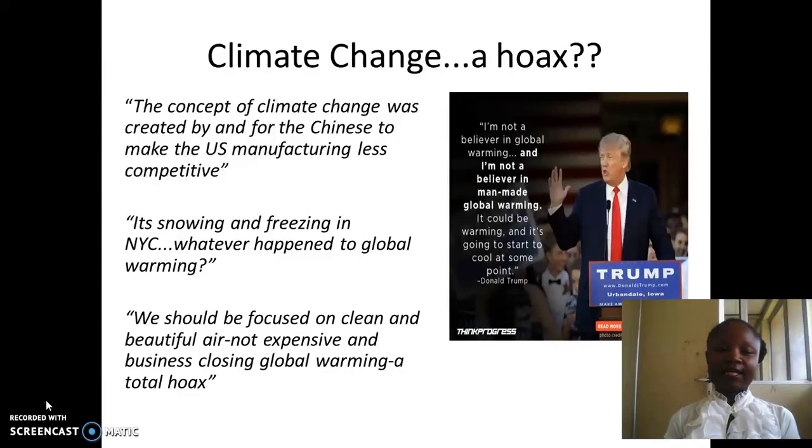If we look at the second one, it says that it is snowing and freezing in New York City. Whatever happened to global warming? I would like you to understand this. Just because it is snowing and freezing in New York City, it does not mean that all other parts or regions in the world have to snow and freeze for us to say that there is actually global warming. It may snow in New York City and may not snow in South Africa, but that does not change the fact that climate change is there, global warming is there, and as human beings we are contributing to climate change. And in the same way we are contributing to climate change, we can also contribute in taking measures to deal with it.